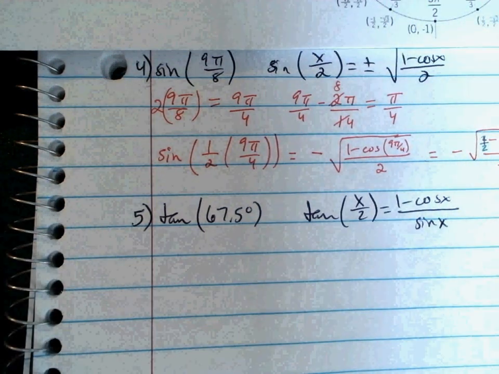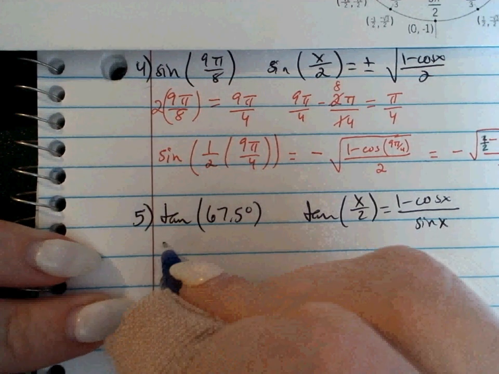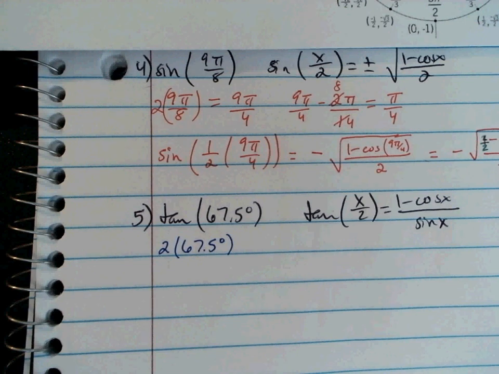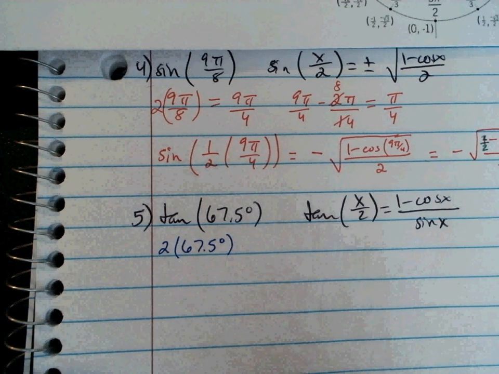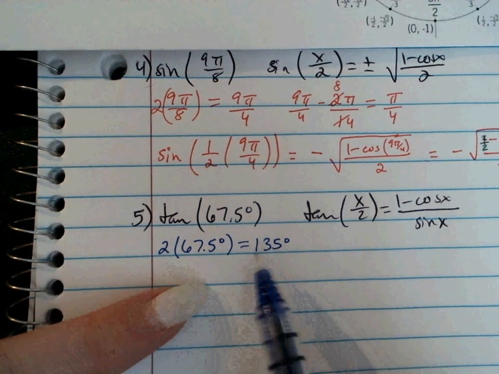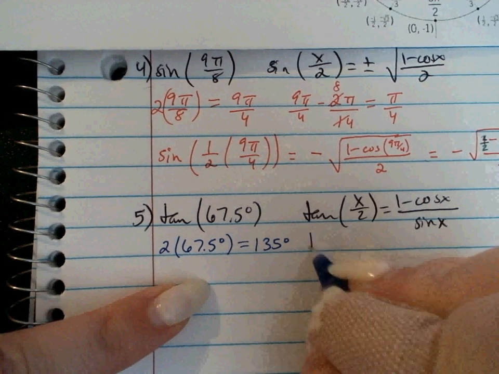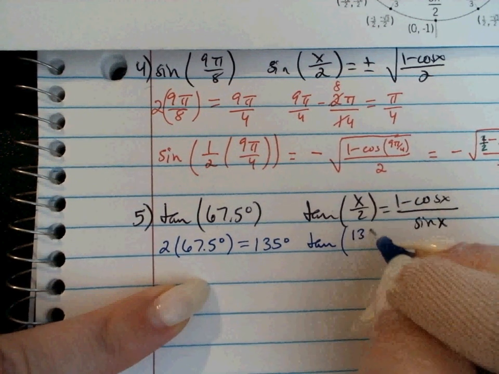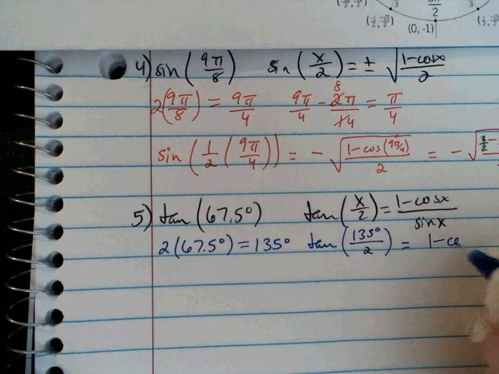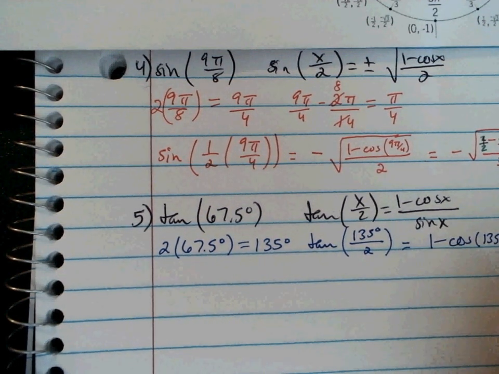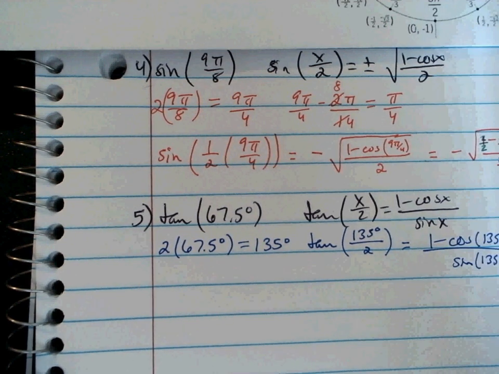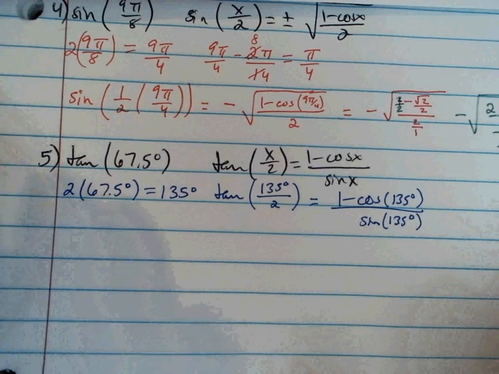Okay, so I'm going to multiply 67.5 times 2, so 2 times 67.5, 120, 134, 135. Okay, so that is 135 degrees, which means tangent of 67.5 might as well be tangent of 135 degrees cut in half, which means I might as well be finding 1 minus cosine of 135 degrees divided by sine of 135 degrees, if I follow the identity.